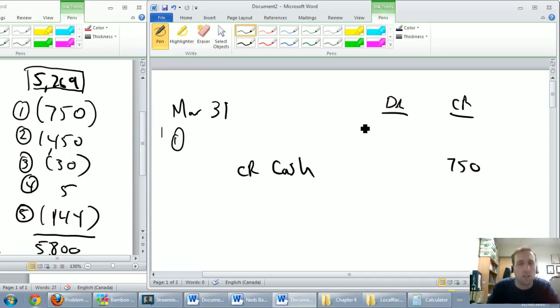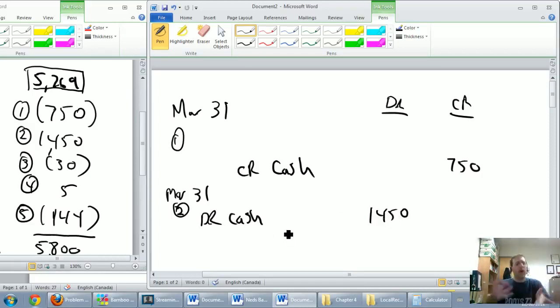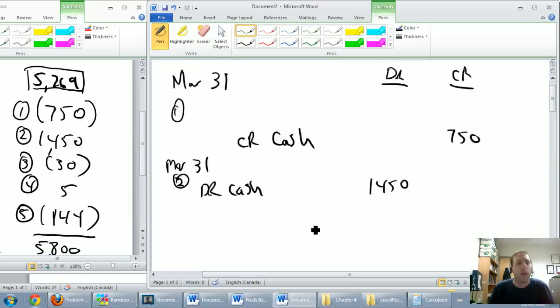Just debits and credits. So journal entry 2, also dated March 31st. Let's see, my cash is going up by $14.50. Let's debit cash. Again, I'll just note that this is journal entry 2. I'm going to debit cash $14.50. You may be saying to yourself, why am I not doing complete journal entries? No. I want you to save the journal entries for the end. I just want to prove these are the easiest journal entries ever.